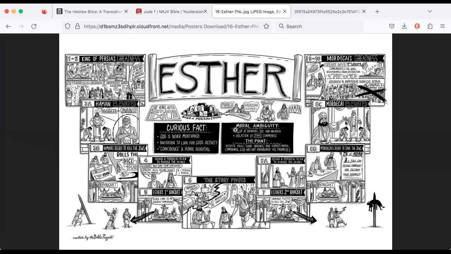And the reason I like using these posters, you guys know me. Yeah, they're really nice. And this one I really like, especially for Esther, because you can see how parallel this construction is.